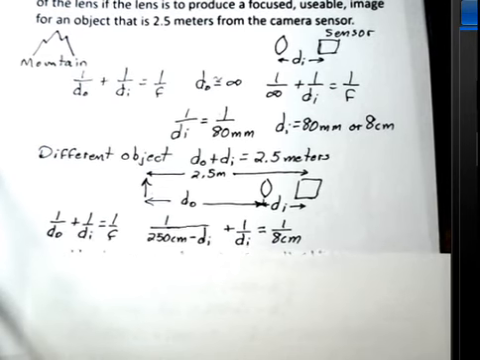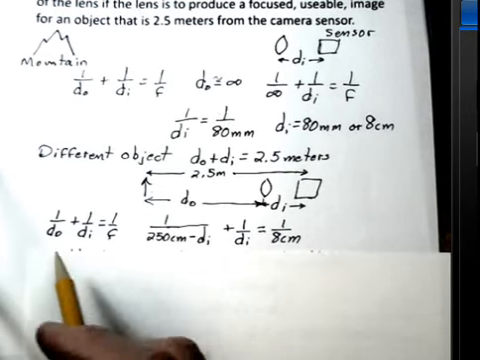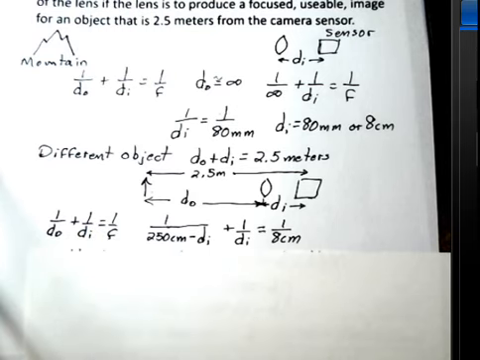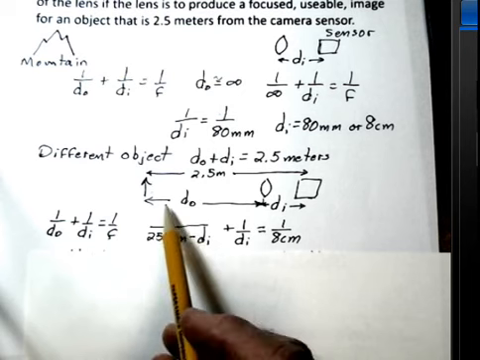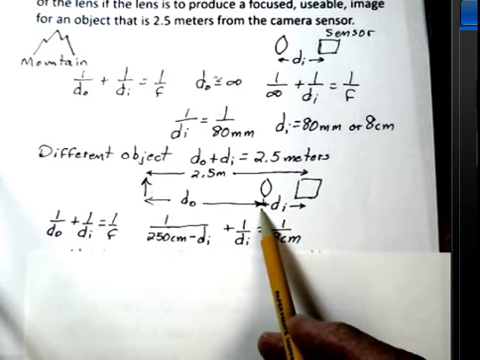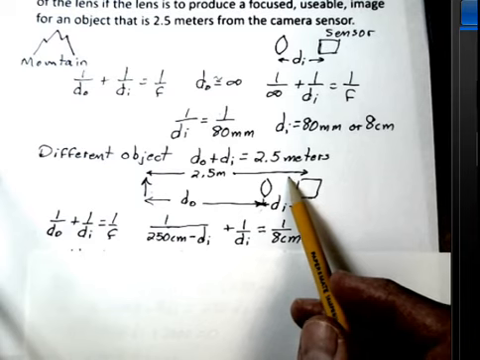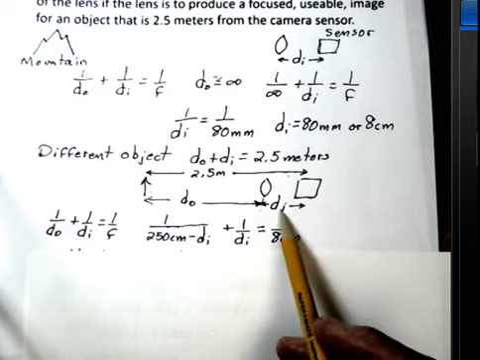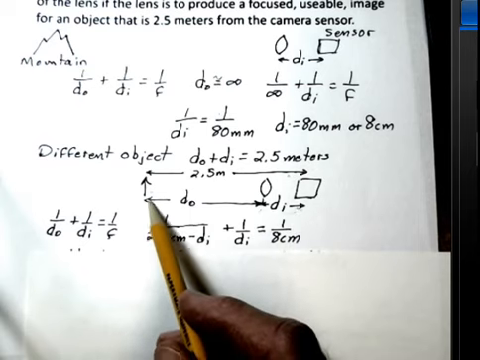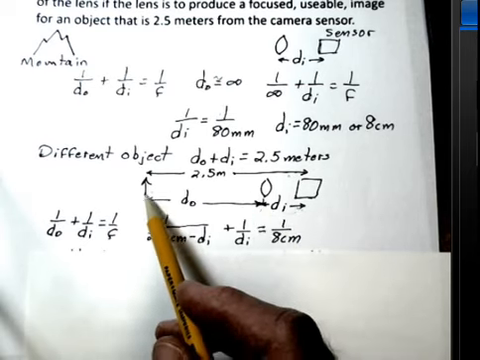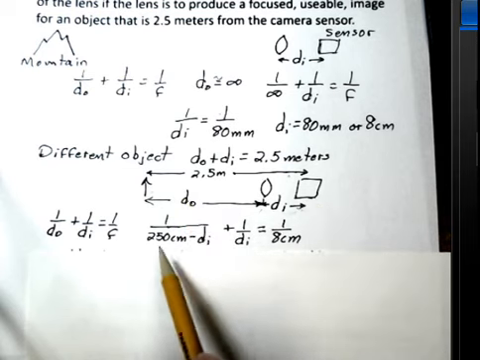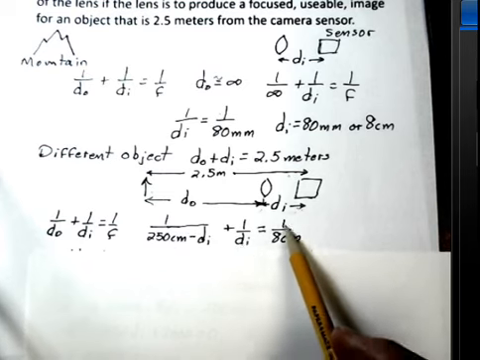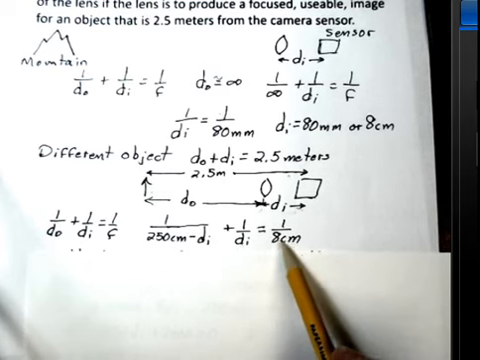Well, what does the lens equation tell us about this? 1 over do, the object distance, plus 1 over di, that image distance, equals 1 over f. To find the object distance, object to lens, we're going to have to start with 2.5 meters or 250 centimeters and then subtract this image distance. Do is from the object to the lens, not from the object to the sensor. So we have a calculation involved here. 1 over di, again that di is unknown, and our focal length is 8 centimeters.